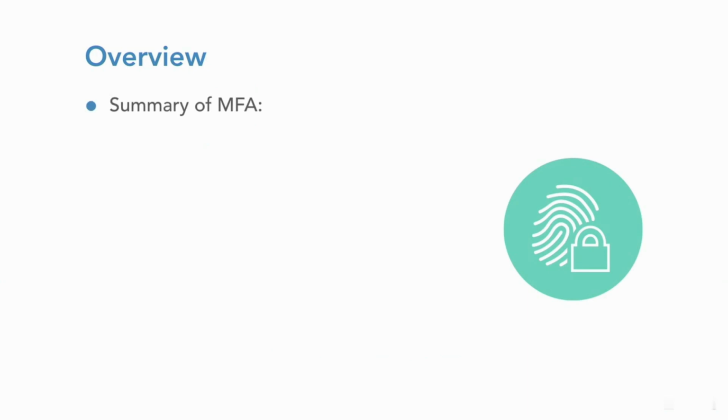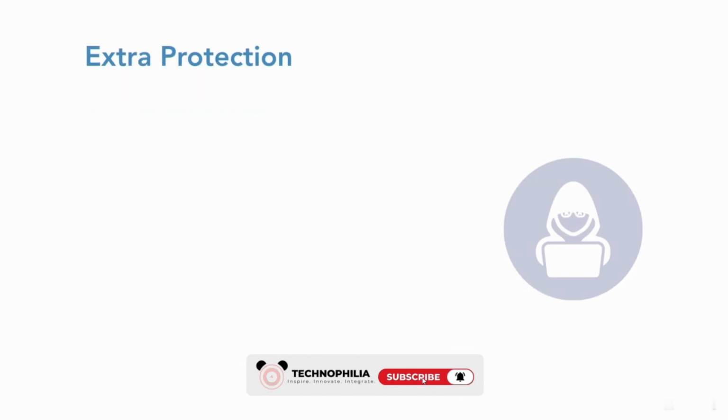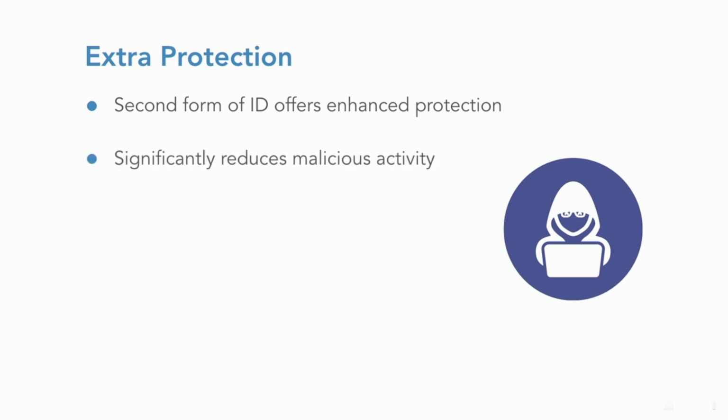Multi-factor authentication can be summed up as something you know, something you have, or something that you are. For example, you know a password, you have a trusted device, and you can provide a biometric scan of your fingerprint. By using a second form of identity verification, you are significantly increasing the security of your systems. In fact, MFA is the single most effective action that an enterprise can take to reduce malicious activity.